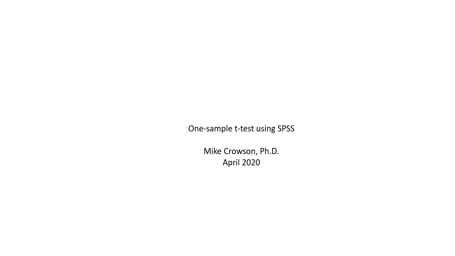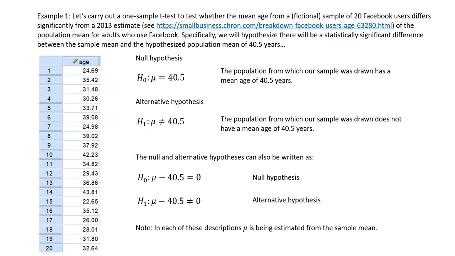Okay, so let's go ahead and get started with our example. What we're going to be doing is testing whether the mean age from a sample of 20 Facebook users differs significantly from a 2013 estimate of the population mean for adults who use Facebook. That 2013 estimate was that the average adult Facebook user is 40.5 years old. So we are going to hypothesize that there will be a statistically significant difference between our sample mean and the hypothesized population mean of 40.5 years.